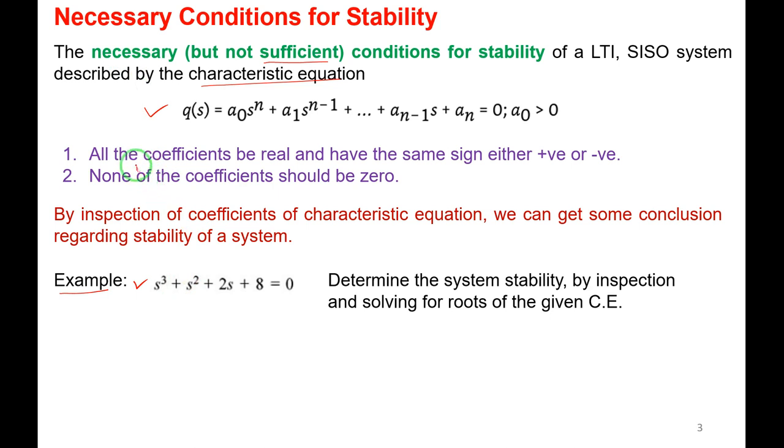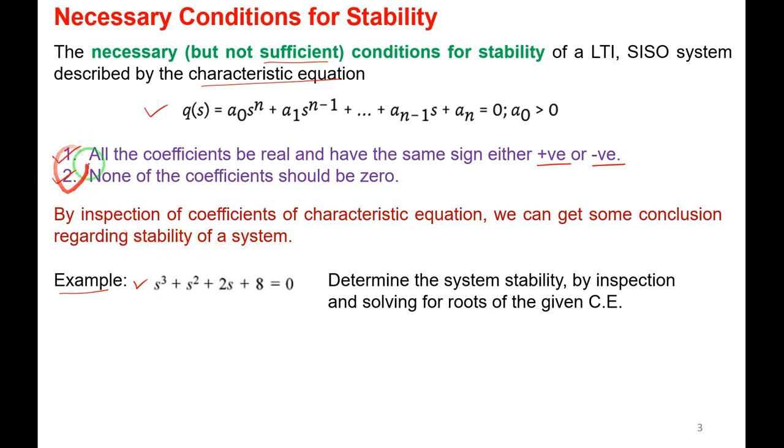If it satisfies two conditions, then I will say that it has satisfied the necessary condition, and the system may be stable. One condition is that all the coefficients must be real and have the same sign, either positive or negative, and none of the coefficients should be 0. Just by inspection of the characteristic equation, that is, the coefficients of the characteristic equation, we can get some conclusion regarding the stability of the system.